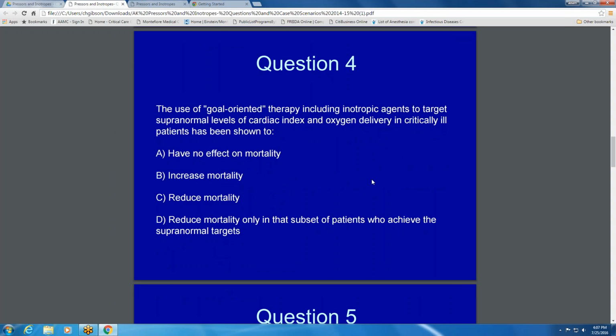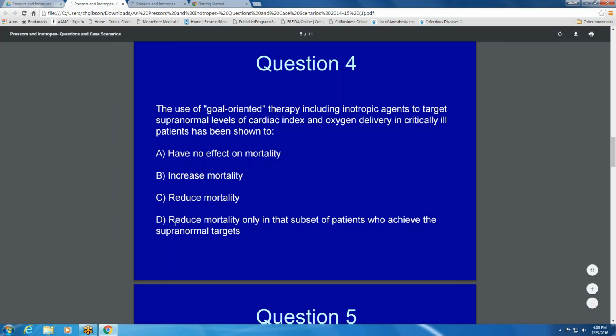The use of goal-oriented therapy, including inotropic agents to target supernormal levels of cardiac index and oxygen delivery in critically ill patients, has been shown to which of the above? Have no effect on mortality, increase mortality, or reduce mortality only in that subset of patients who achieve the supernormal target. So D would be the trick answer, and A would be the actual answer. Thank you, guys. You could always argue it had no effect on mortality and it was a lot of fun.